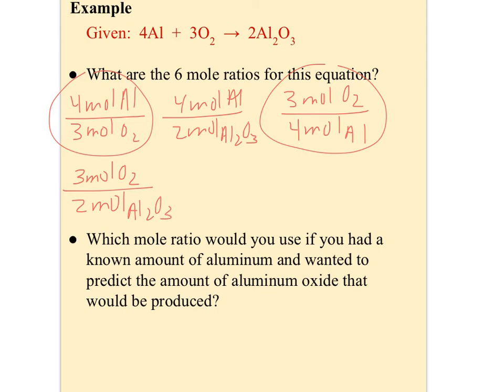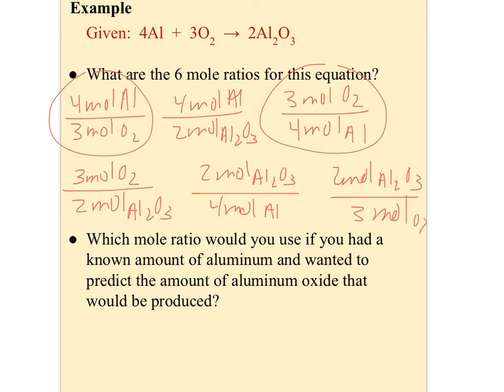Molar ratios don't matter if you're comparing reactant to reactant or reactant to product or even product to product. And the last thing could be if I was interested in the Al2O3 compared to the aluminum, or my 2 moles of product compared to the oxygen. So those are the 6 possible mole ratios. We could convert 6 different ways from this one equation. Now, realistically, you're not going to have to write all the molar ratios for something.